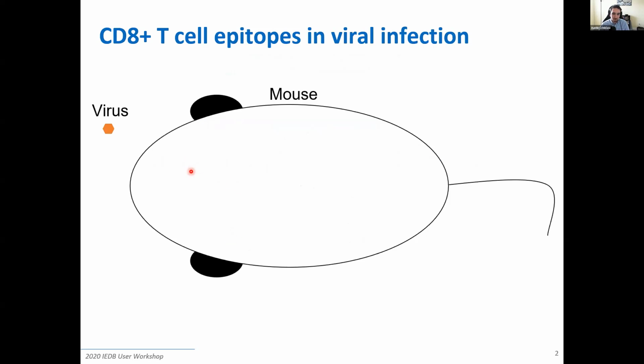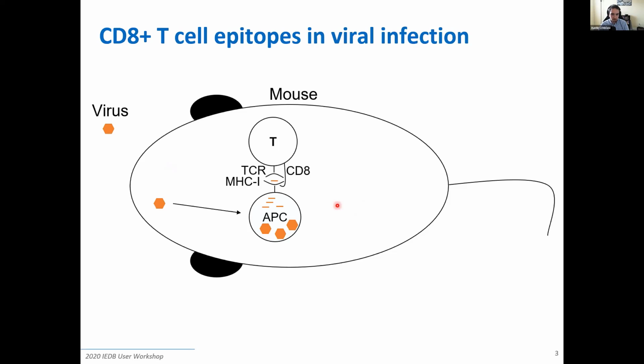So here we have a nice little model of a virus. It enters the host. It infects various cells. It can then multiply and spread throughout. And just like every other protein inside the cell, it is subject to degradation. So the viral proteins are degraded into small peptide fragments. These can then bind to class 1 MHC molecules on the surface of the cell.